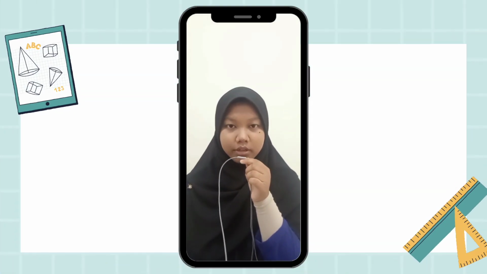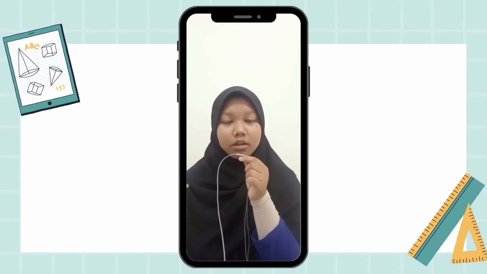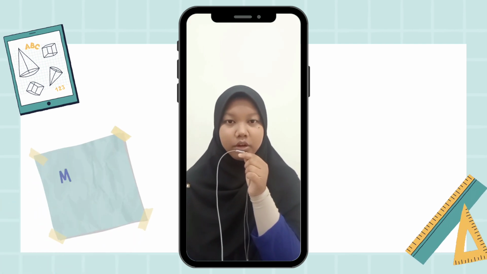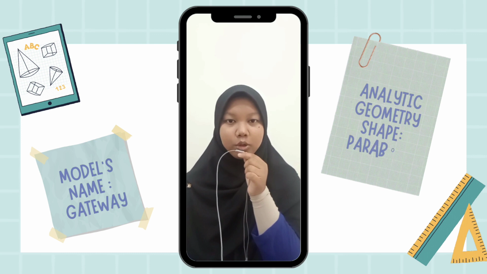Assalamualaikum warahmatullahi wabarakatuh. To begin our presentation, I will tell you about the model that we built for this project. The name of our model is the Gateway of the Istana Seri Menanti in Pulau Pinang, and the analytic geometry shape that is related to our model is the parabola.